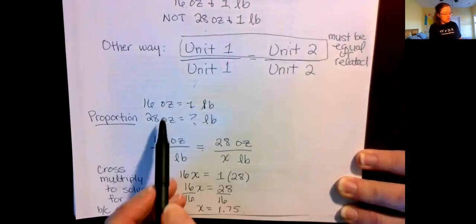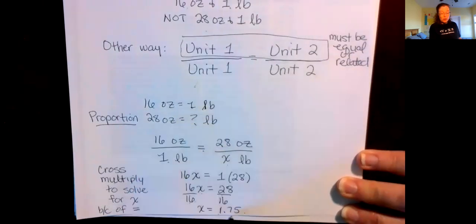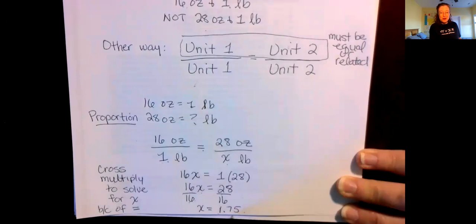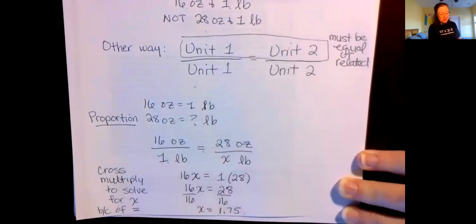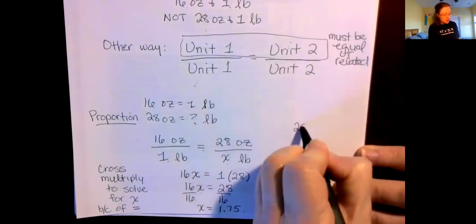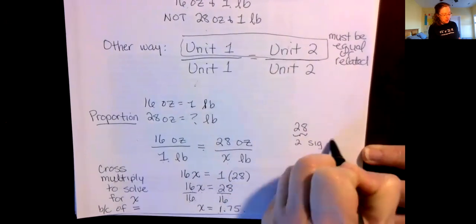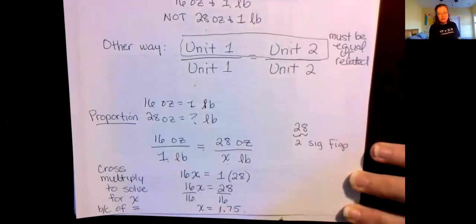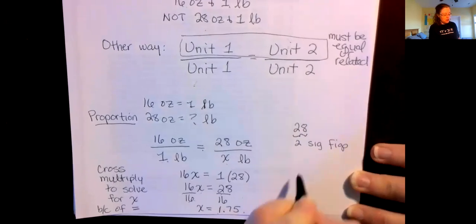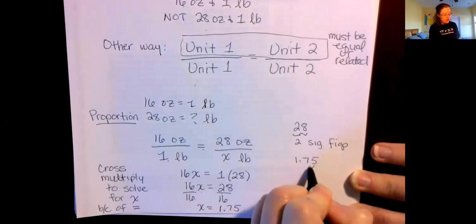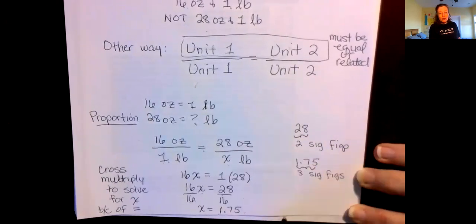Remember when I said that 16 times 2, we're getting close to 28? And so here we are with 1.75, not quite 2 as well. So this number makes sense. If you're ready now, we need to do one more step. 28 ounces, 28 has 2 significant figures. We did multiplication and division, so our final answer also must have only 2 significant figures. 1.75 has 3 significant figures. I'm going to have to drop one of those.